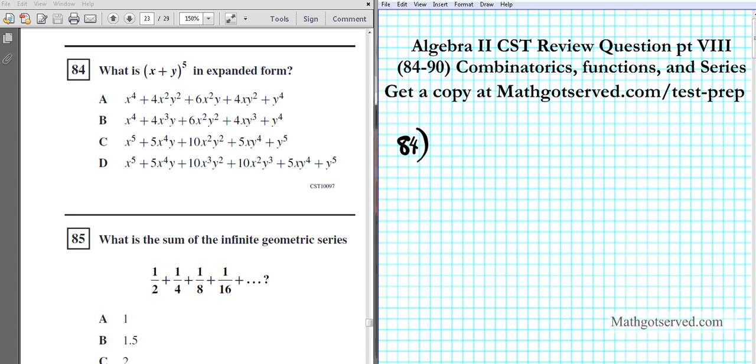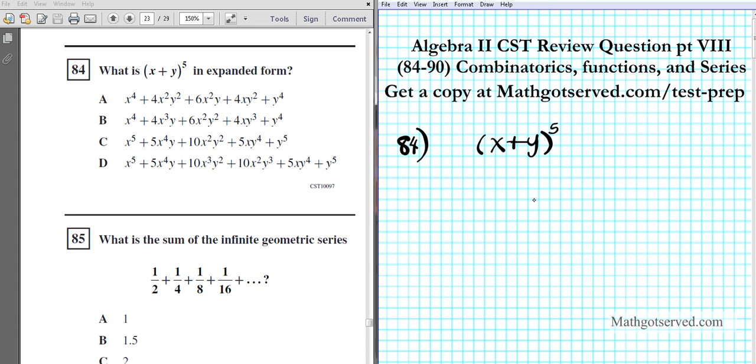In 84, we're asked to expand x plus y to the fifth power. You can make use of the binomial theorem. I like to use Pascal's triangle for problems of this nature because it's quicker. When we have higher powers, then we need to make use of the binomial theorem. The 5, we can handle with Pascal's triangle.